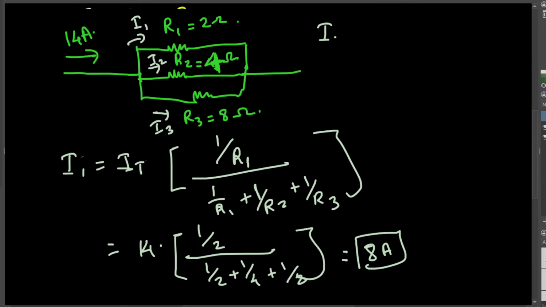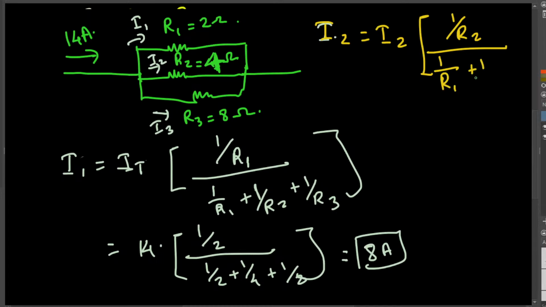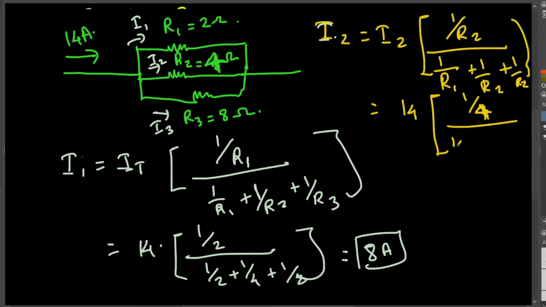Now let's look at I2. Exactly the same steps you have to follow. Let me put this in a different color. I2 is going to be equal to total current, and then for this one you have to put 1 over R2, and then the addition of all the resistance: 1 over R1 plus 1 over R2 plus 1 over R3. Now let's plug in all the values. 14 ampere current, and then 1 over 4 here, and then 1 over 2 plus 1 over 4 plus 1 over 8. If you calculate this one, you are going to get 4 ampere.